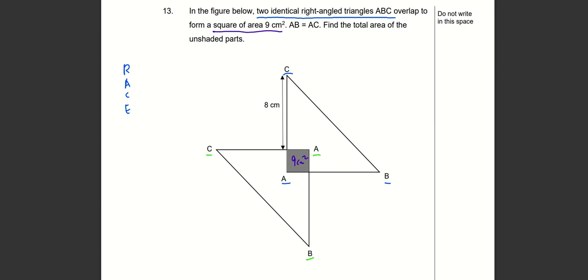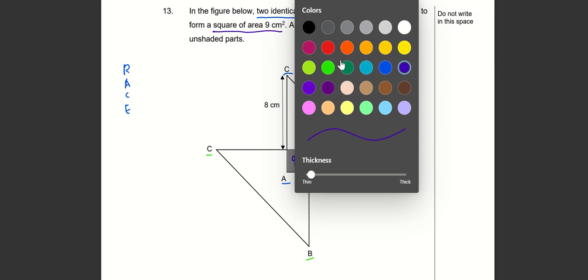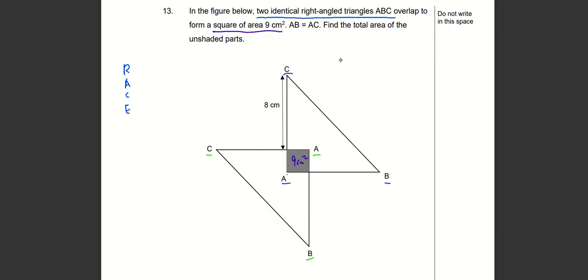Okay, AB being the measurement here equals AC, which means identical, this triangle and the other triangle, both triangles are also isosceles, because they are equal. Find the total area of the unshaded parts, that means the white color portions that's not shaded.